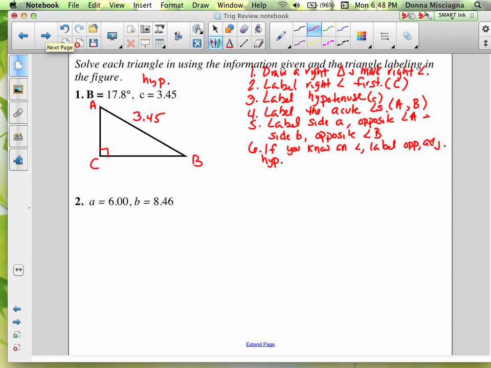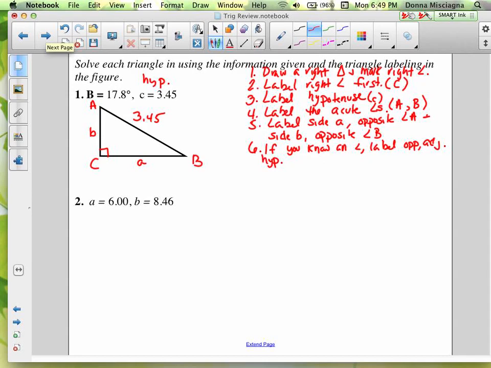So let's look at our set of steps. We have drawn the right triangle, and we've marked the right angle. We labeled the right angle first. That's going to be angle C. The hypotenuse is going to be side C. Now you can label the acute angles A and B. And it doesn't matter who's A and who's B, but once you've labeled angle A, the side opposite that will be side A. And once you've labeled angle B, the side opposite that will be side B.